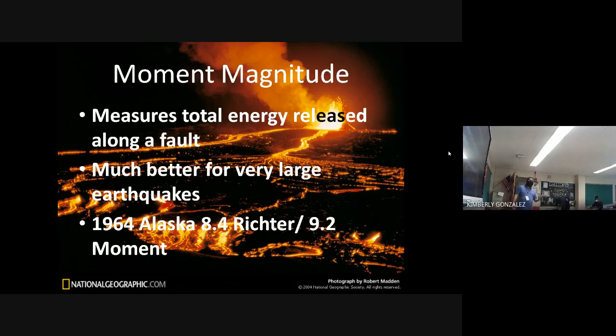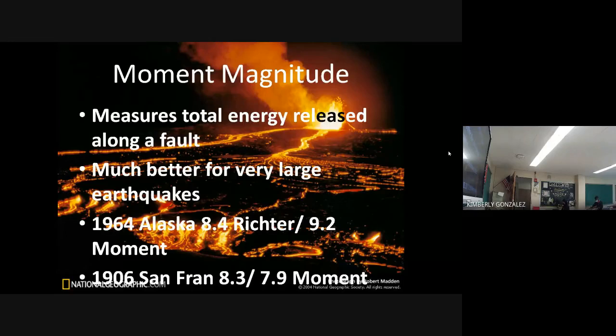Okay. So for example, if we look at that earthquake I was telling you about, the Alaska earthquake in 1964, on the Richter scale, it only measured at 8.4 when we looked at the weight. But when we put in the amount of damage that was done, and when we measured exactly how far the two plates slid past each other and all these other things, it went up to a 9.2 on the moment of magnitude scale.